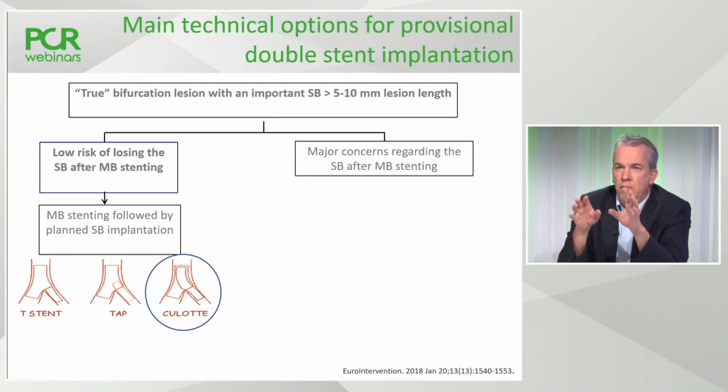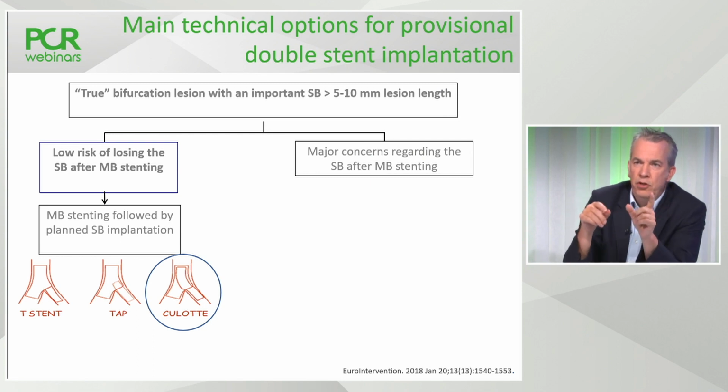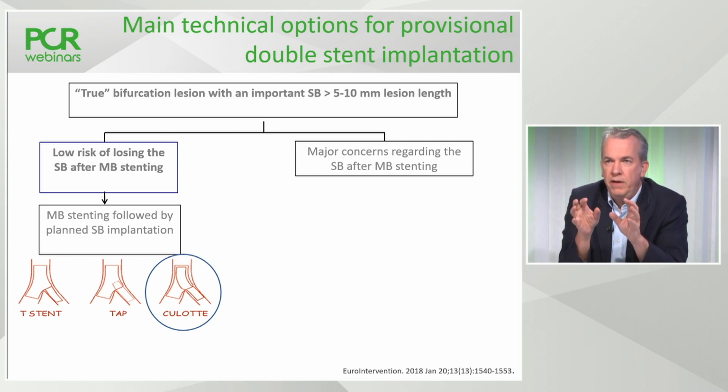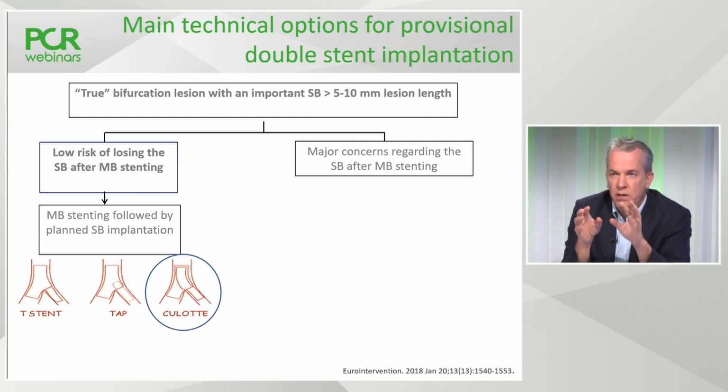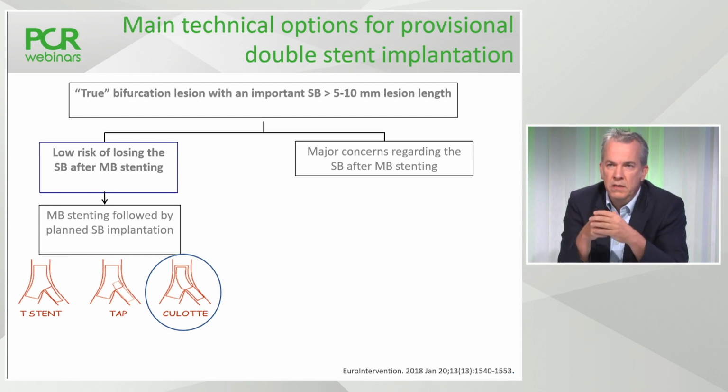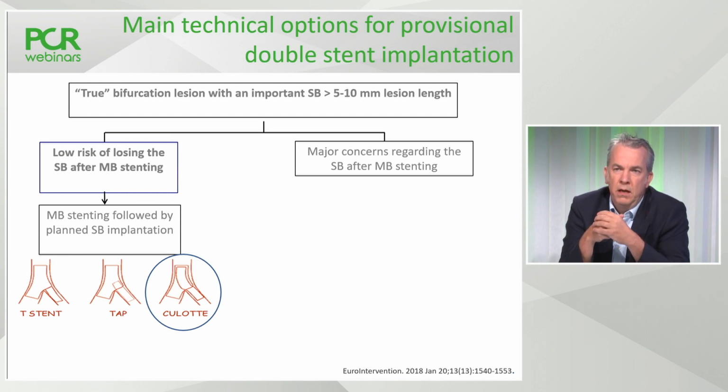To start describing Culotte in detail, I think, Dave, maybe you can briefly summarize the approach. Yes, okay. If you look at this slide, we've got two slides here. The first is to take a true bifurcation lesion with a significant side branch and significant length of lesion. On the left-hand column, where you don't have much risk of losing the side branch, and that would be the vast majority of cases, you can do main vessel stenting followed by planned side branch implantation.